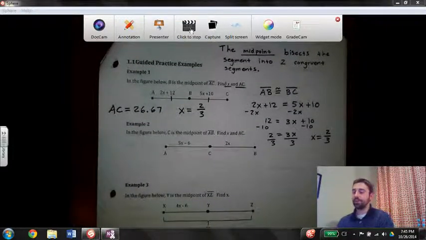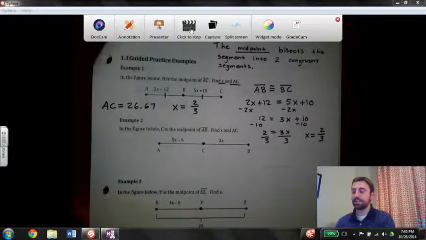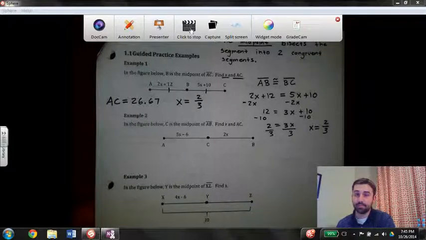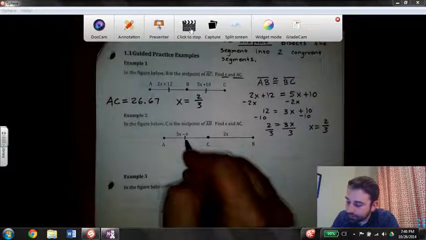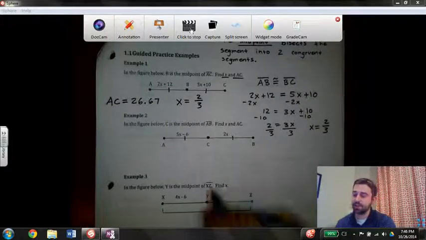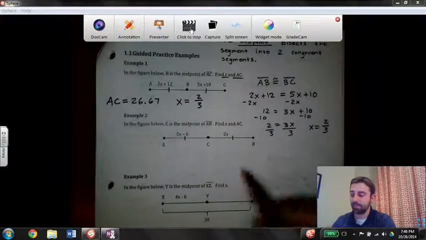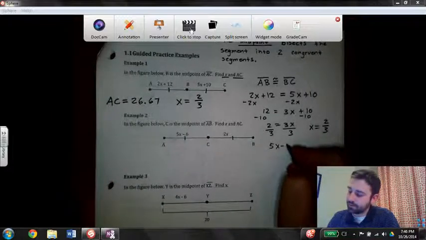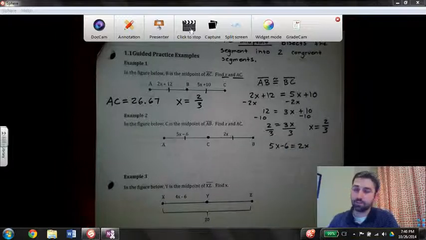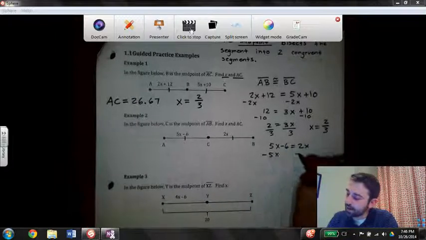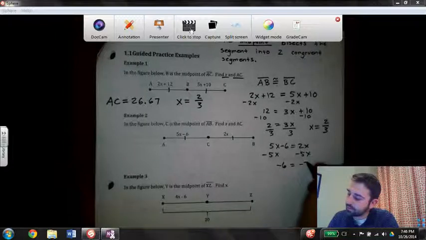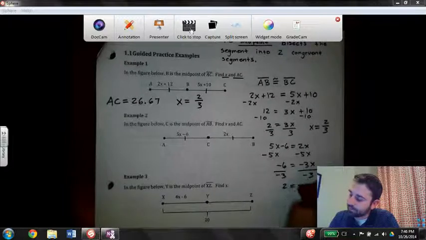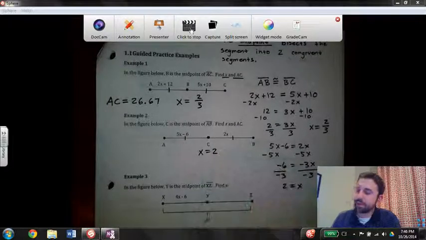So now in example 2, it says in the figure below, C is the midpoint of AB, find x and AC. So I can mark my congruent segments based off the information that I know that C is the midpoint. And in order to solve for x, I can set both segments equal to one another. I'm going to subtract 5x on both sides, divide by -3, and I get x is equal to 2.